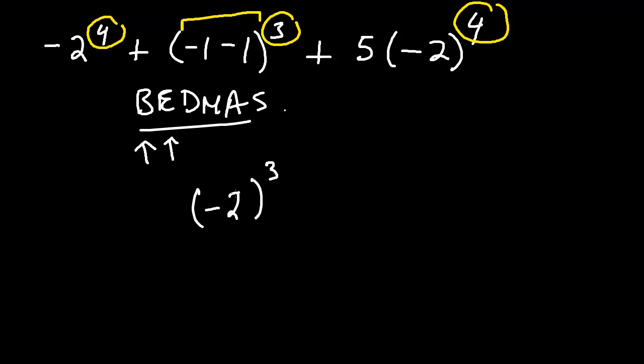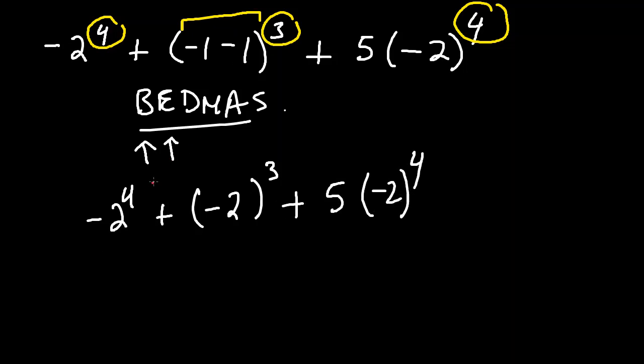And then we still have the 3 exponent, and then we have the (-2)^4, and then plus 5(-2)^4. Okay, so now the next step is to take care of our exponents, the 4, 3, and 4. So what that means is we have to perform the operations involving the exponents. We have to carry out the (-2)^4, the (-2)^3, and the (-2)^4. So how do we do this?